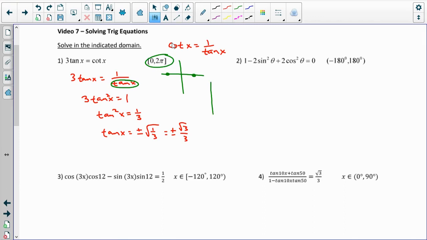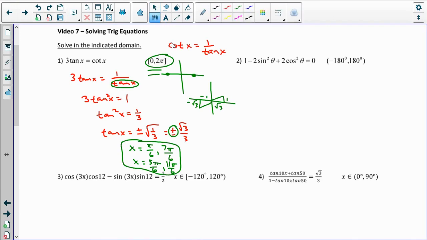So tangent is root 3 over 3 in the first or third quadrants. So it's a 30-degree reference angle, or a pi over 6 reference angle. So x equals pi over 6 and 7 pi over 6. And then it's also true in the negative case, because I have a plus or minus. So x equals 5 pi over 6 and 11 pi over 6. And those are my 4 answers for 0 to 2 pi.